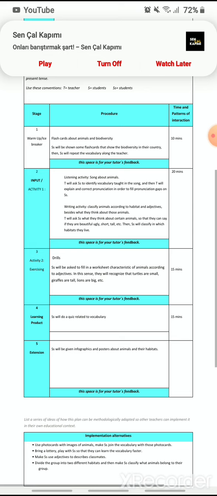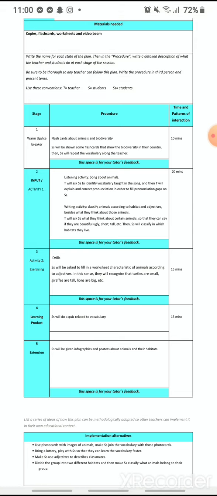Finally is the warm-up, and in this warm-up we use flashcards about animals and biodiversity. The students will be shown some flashcards that show the biodiversity in their country. And in this warm-up we use 10 minutes.